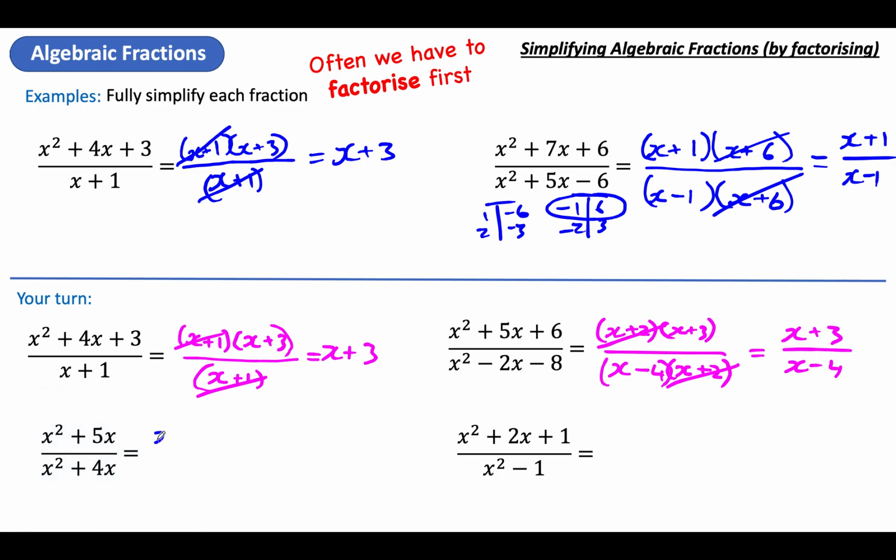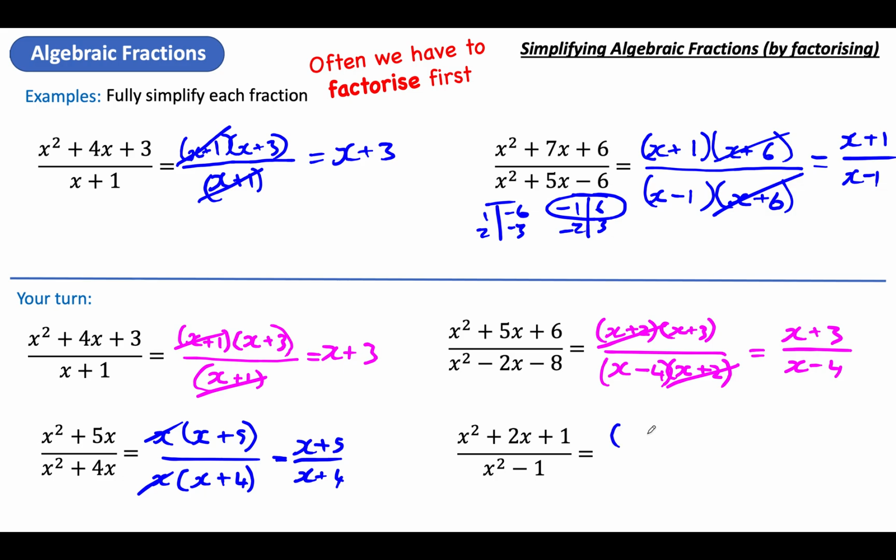Okay, this one factorises. It is kind of a quadratic equation, but actually the only thing you take outside the bracket is an x. So it's x plus 5 on the inside. And then underneath, again, x, and this time it's x plus 4. And this time it's the x's that cancel out to leave x plus 5 over x plus 4. Remember, it's not always the brackets that cancel out.